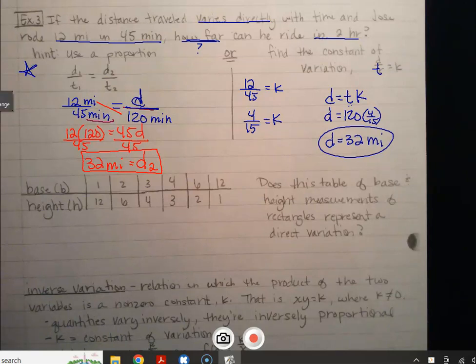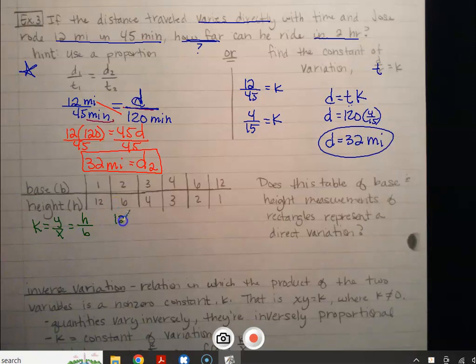We have this awesome table here. Notice it says base and height, B and H. It says, does this table of base and height measurements of rectangles represent a direct variation? So again, we're trying to find that constant. So think about k equals our y over our x's. So in this case, it's going to equal the height divided by the base.